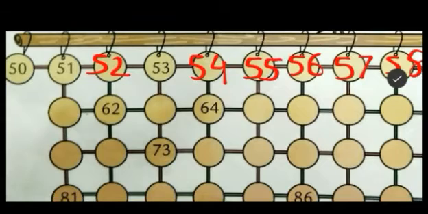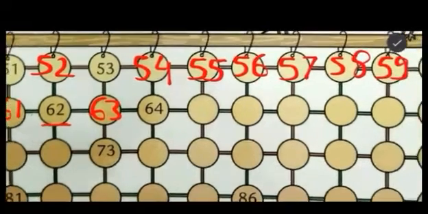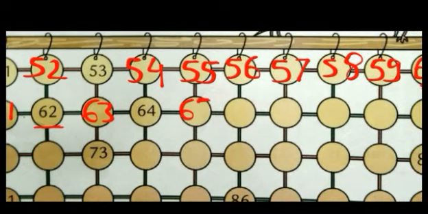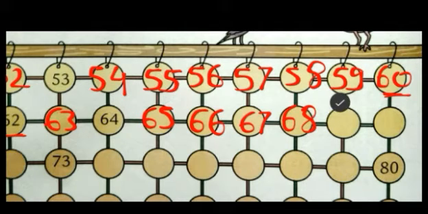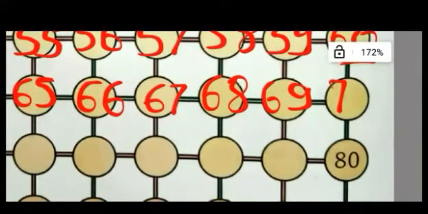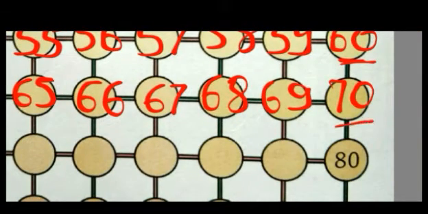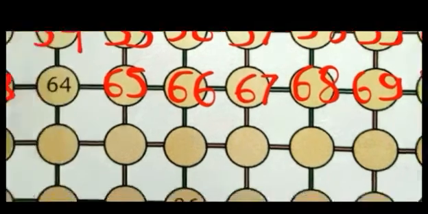What comes after 60? 61, 62 is already written here. 63, 64 is already written here. 65, 66, 67, 68, then 69 and 70. Again, where we have ended, we will start the number after that.